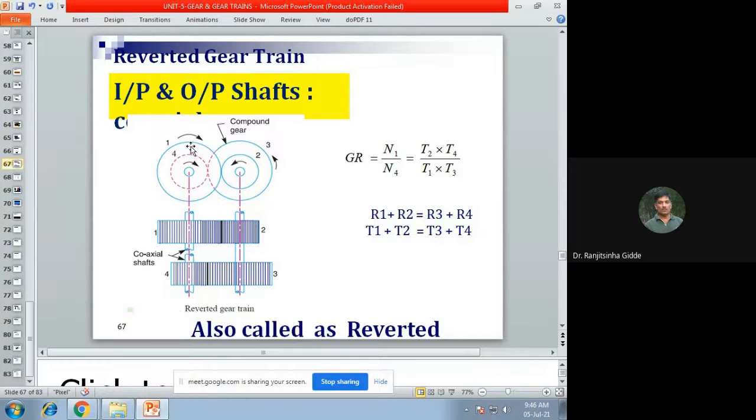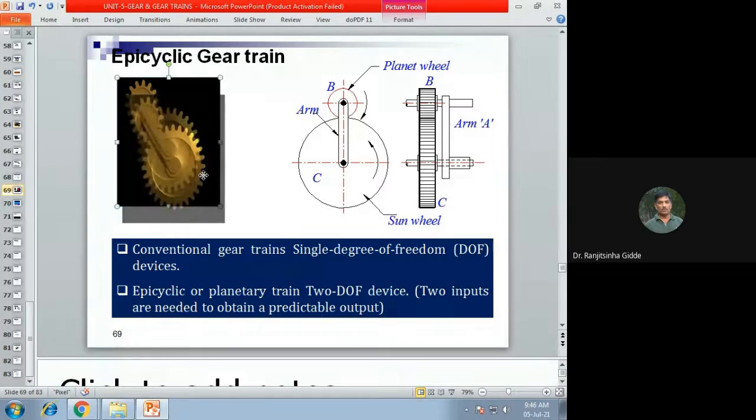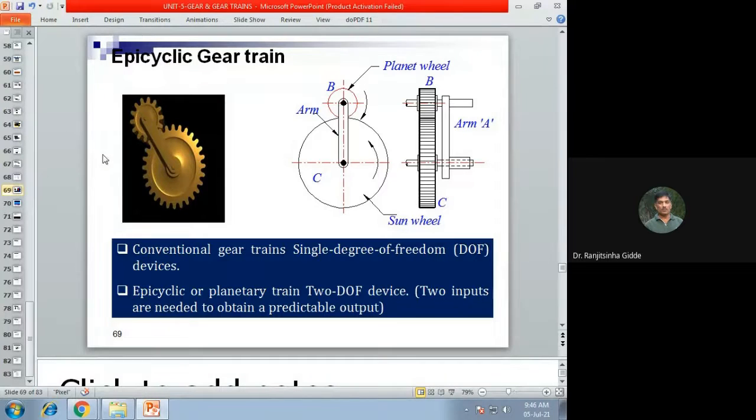Now let us see the fourth one, that is epicyclic gear train. This is the gear train in which at least one of the axis is going to rotate about another fixed axis. So this is one image of the epicyclic gear train motion. So you can see that this is the one gear, this one is the arm, this is another gear.